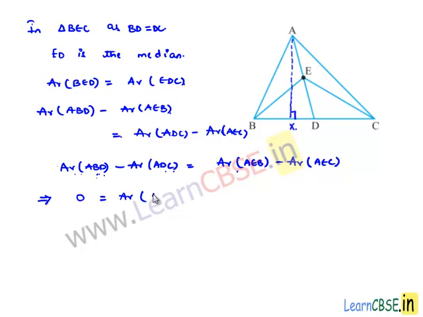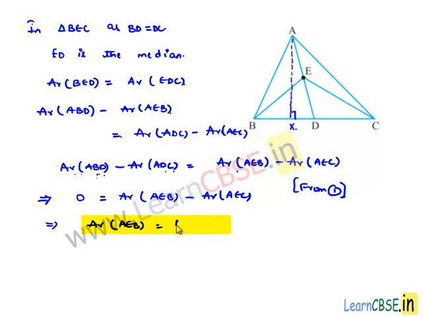Therefore 0 is equal to area of AEB minus area of AEC, which implies, this 0 we got from equation number 1. So let it be presented. That implies area of AEB is equal to area of triangle AEC. This can be written as area of ABE is equal to area of ACE. This is what is required for us to prove, hence proved.